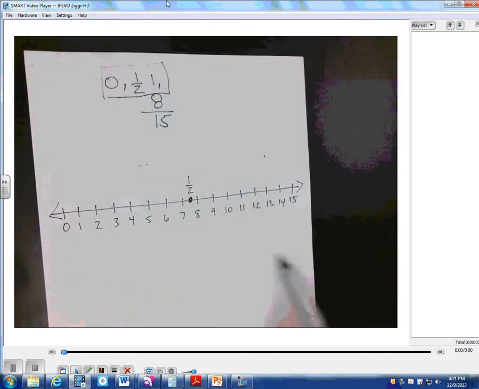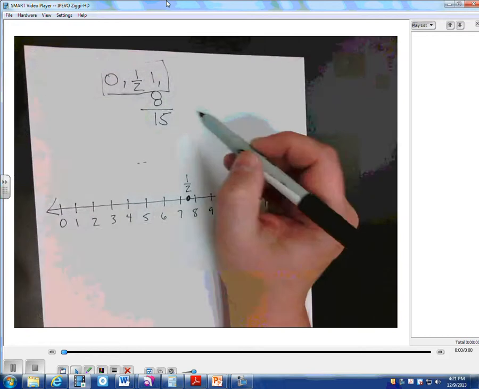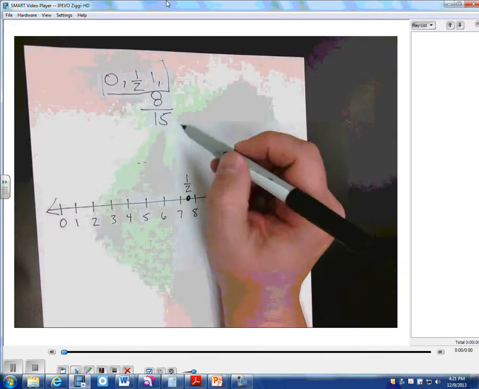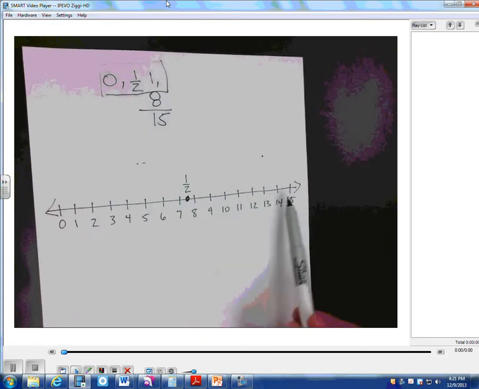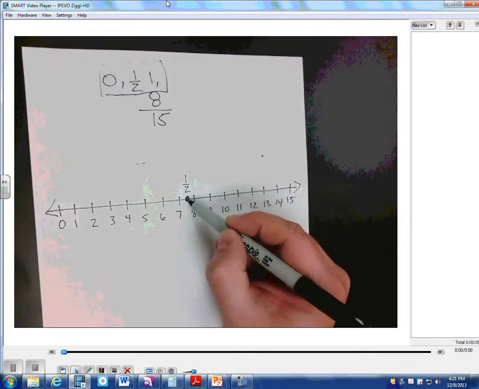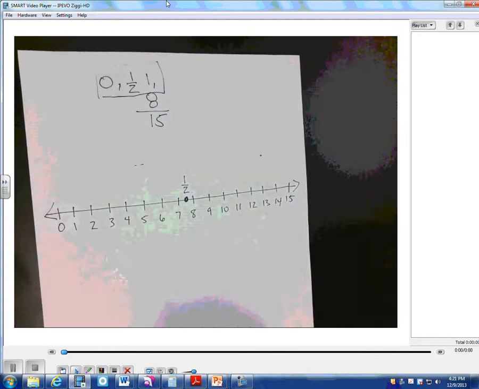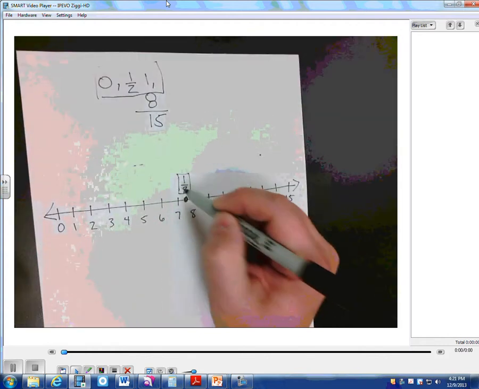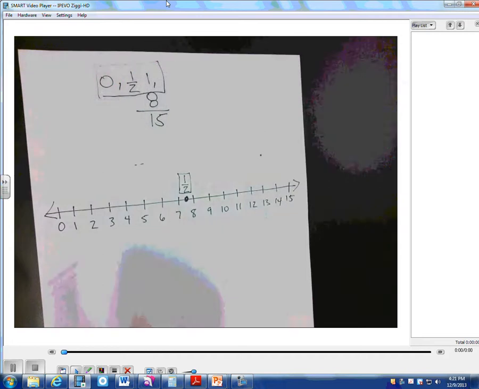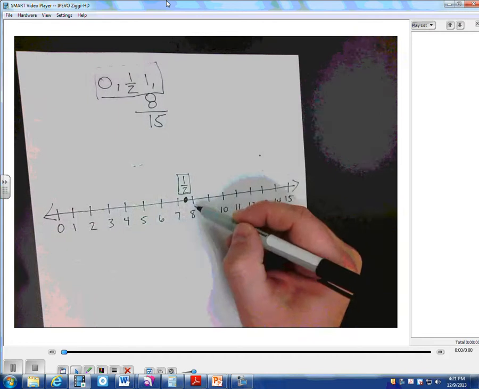And what I did on the number line, I just made 0 here, and I made 15 here. So since this is out of 15, I know 15 parts equal a whole. Okay? So if I drew it on the number line, 0 to 15, my halfway point would be right here, between the 7 and the 8. That would be my halfway point. Okay? Now, I have to go to 8, because that's what my numerator tells me to do. 8's right here.